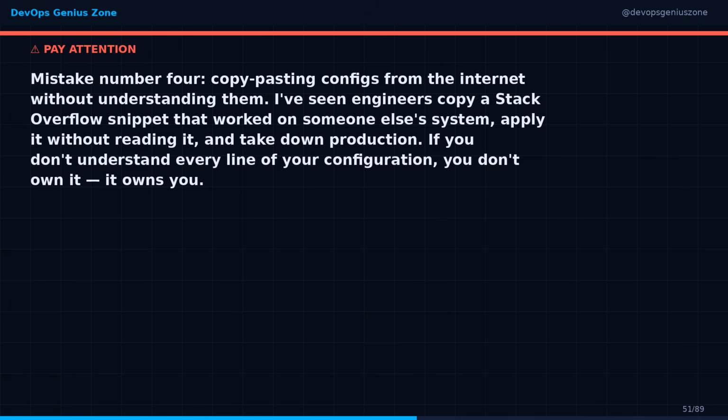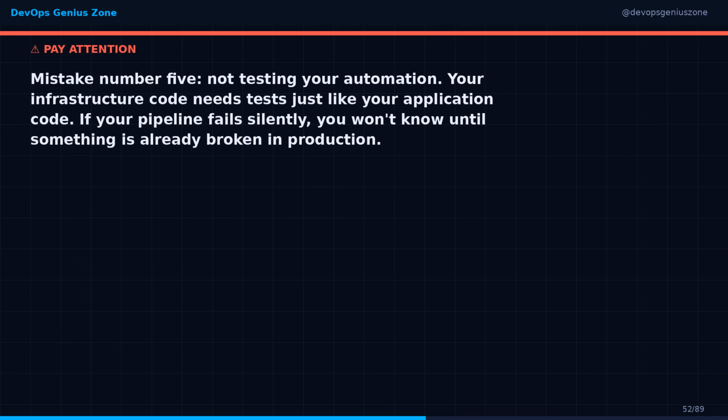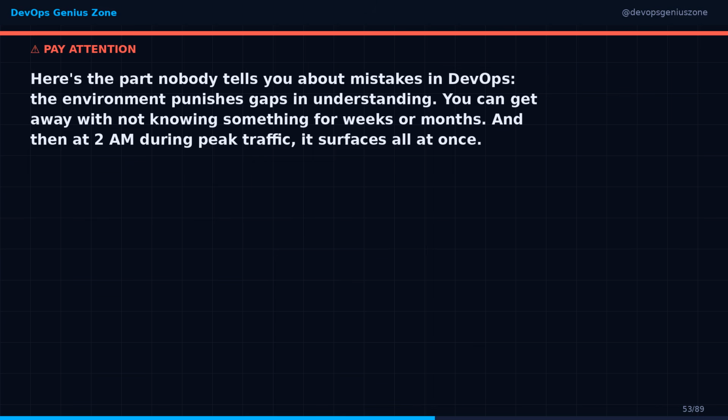Mistake number 4, copy-pasting configs from the internet without understanding them. I've seen engineers copy a Stack Overflow snippet that worked on someone else's system, apply it without reading it, and take down production. If you don't understand every line of your configuration, you don't own it, it owns you.